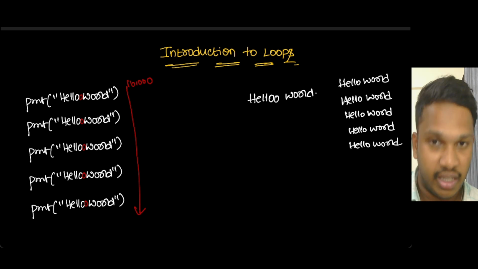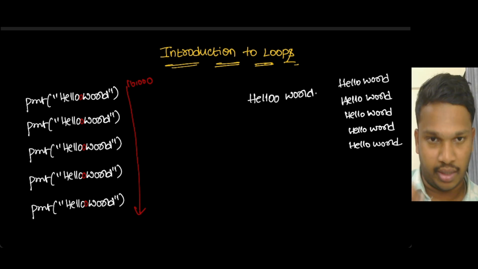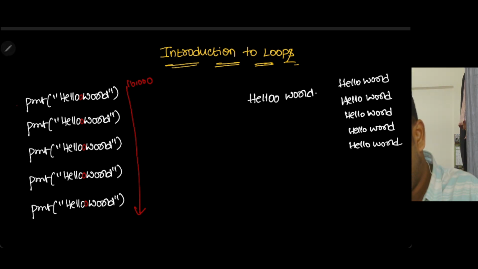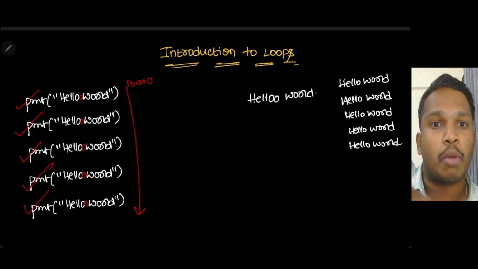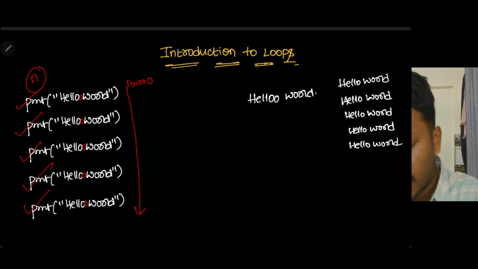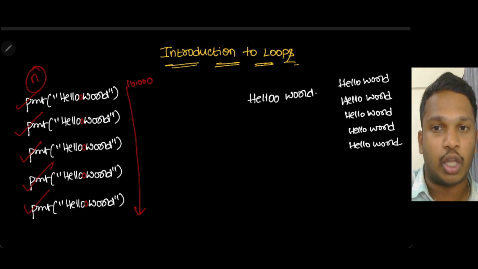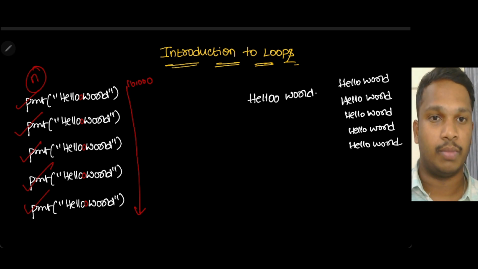With this knowledge, next, if you observe, here you are doing the same work a number of times. The number may be n times. It may be 1,000, 2,000, 3,000, 4,000, 5,000, like that.